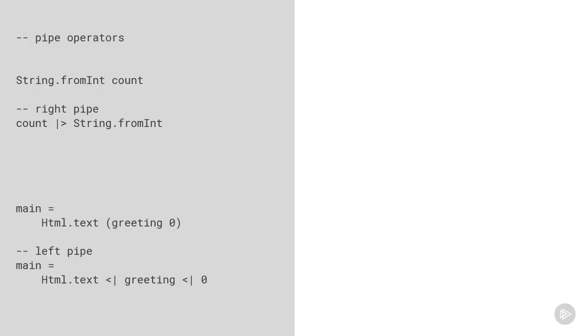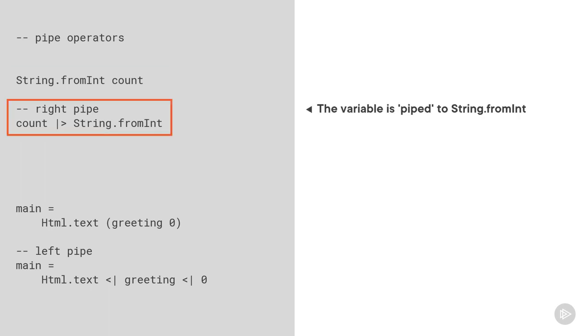Pipe operators are very useful in Elm to make the code easier to read and understand by avoiding lots of parentheses when passing results from a function to another function. For example, calling the fromInt function with a count variable can be rewritten as count, right pipe, to the fromInt function. Notice how the right pipe points to the direction of data flow. The flow can also take place to the left.